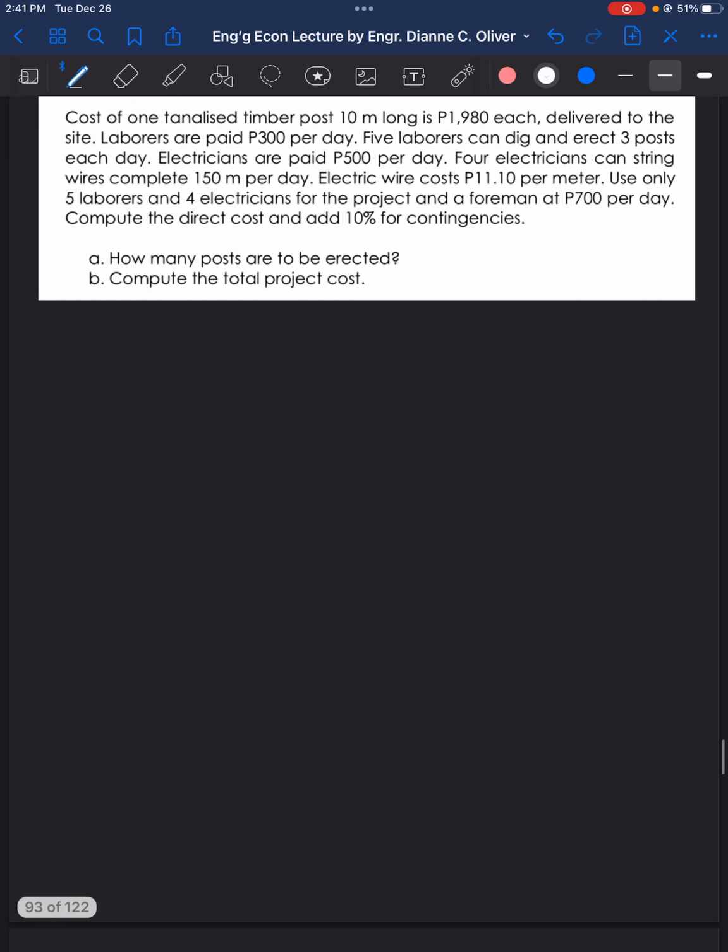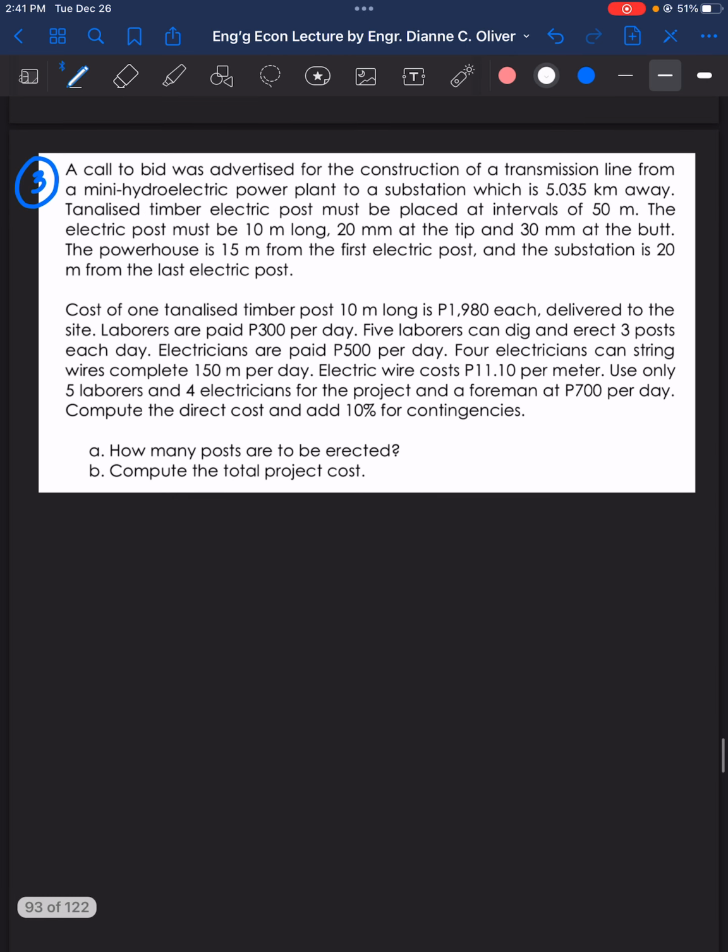Okay, for visualization, this is for letter A, we need to find the number of posts. There is a transmission line from a mini hydroelectric power plant to a substation. So imagine this is our power plant, and then it has to reach the substation.